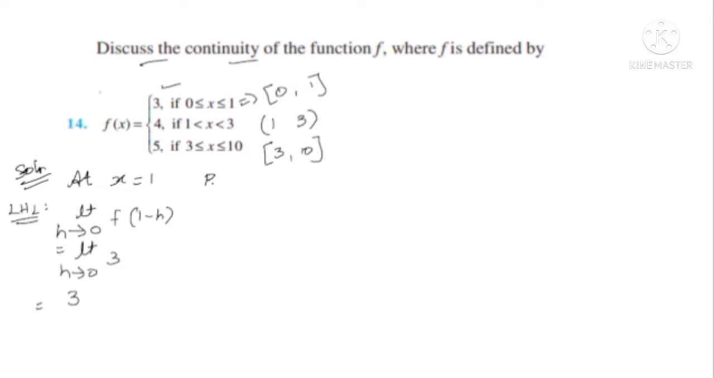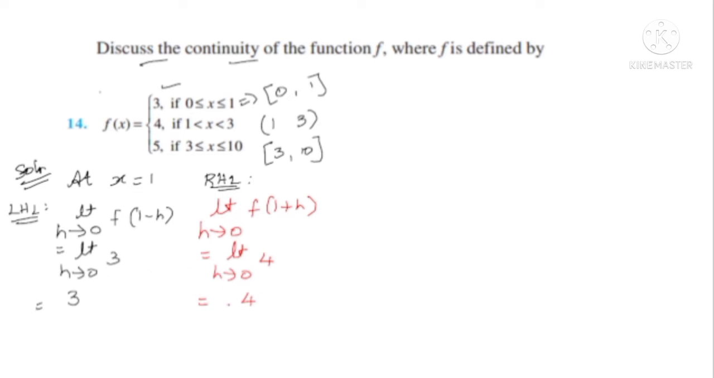Now the right hand limit, RHL. For the right hand limit, limit h tends to 0 of f of 1 plus h. So something is added to 1, and we get f of x to be 4. So limit h tends to 0 of 4. Since 4 is a constant function, we need not apply the limit, so we will get 4.